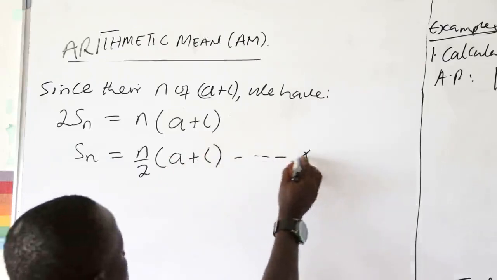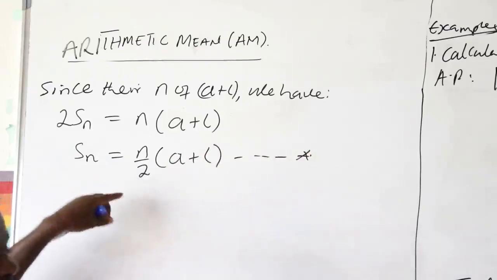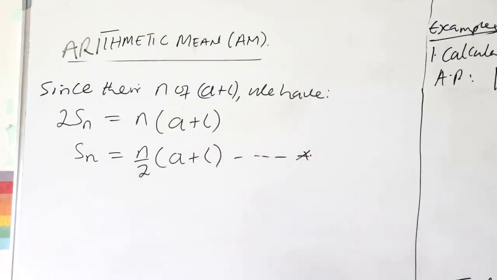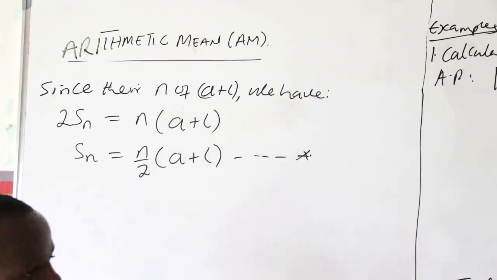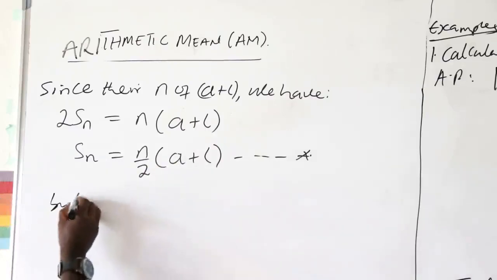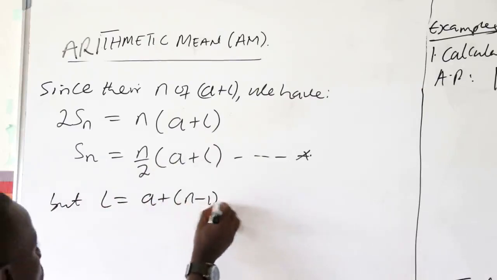And this formula is very, very important. So this is the formula you can use to find the sum of terms in an AP, if you know n, the number of terms, the first term and also the last term. But recall that our L is the same thing as a plus (n minus 1)d.